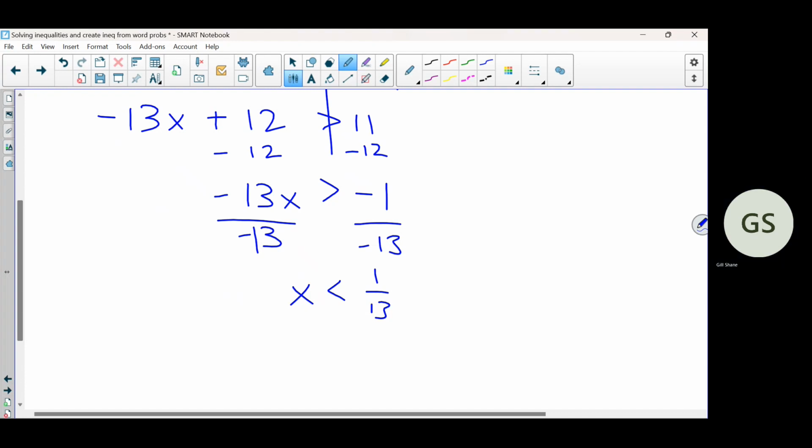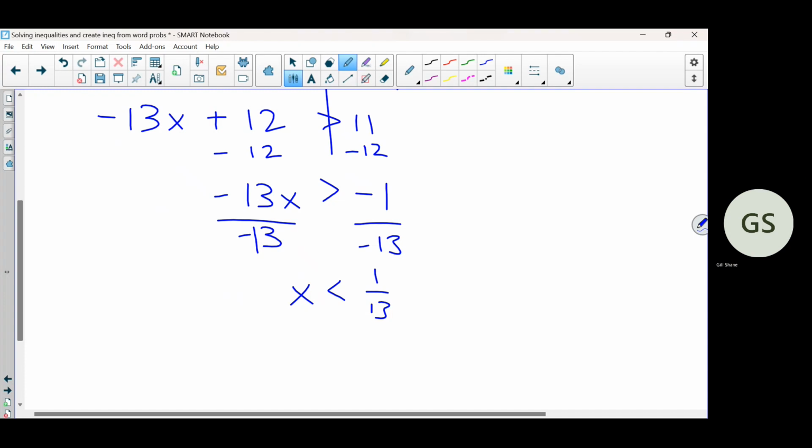Say x is less than 1/13. Because x is on this side, you always read it from where the x is. So it's showing the alligator eats the bigger number. Again, read it from where the variable is. So is the alligator eating the 1/13? The 1/13 there.